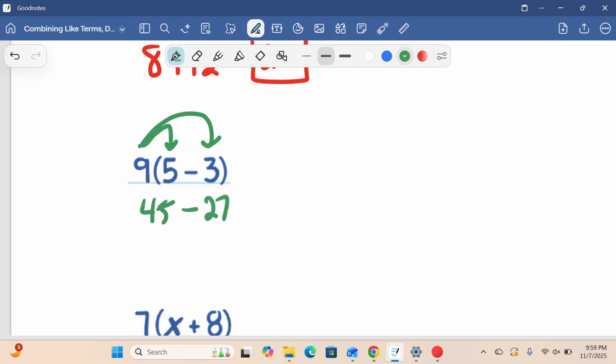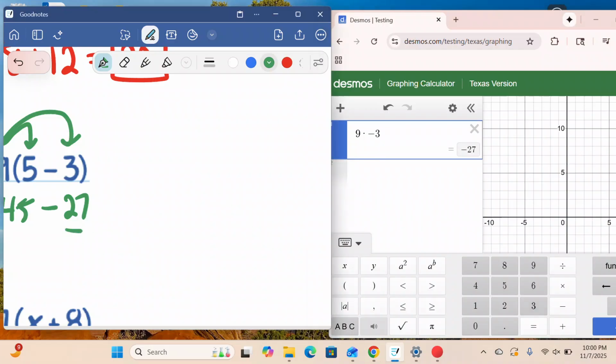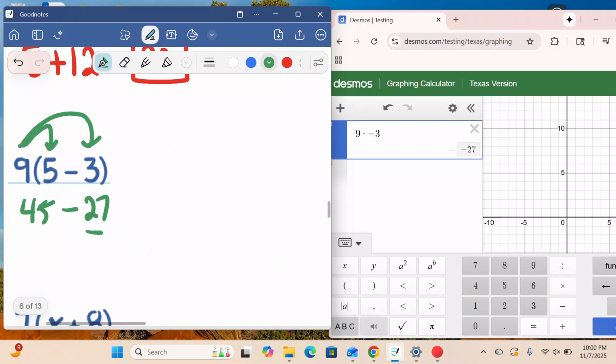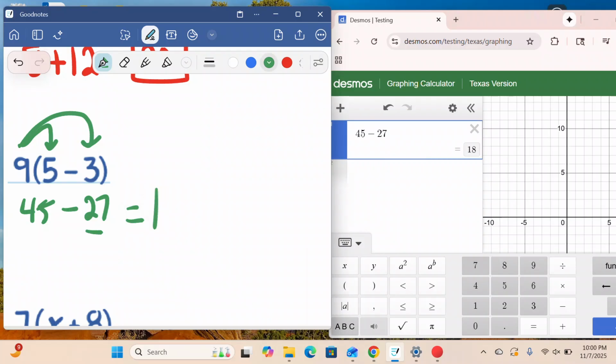And what happens if I don't know what 9 times negative 3 is? It's always very important to know what 9 times negative 3 is. So all I have to do is click here on Desmos, and I put 9 times a negative 3. And that gives me a total of negative 27, and that is the reason why I got negative 27. Now, if I don't know what 45 minus 27 is, all I do is put it into my trusty Desmos, and Desmos spits it out for us, and 45 minus 27 is 18, and that is my answer.